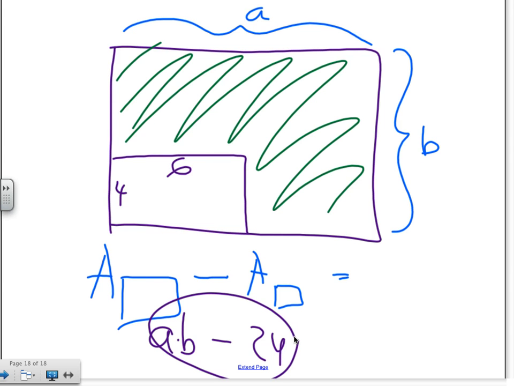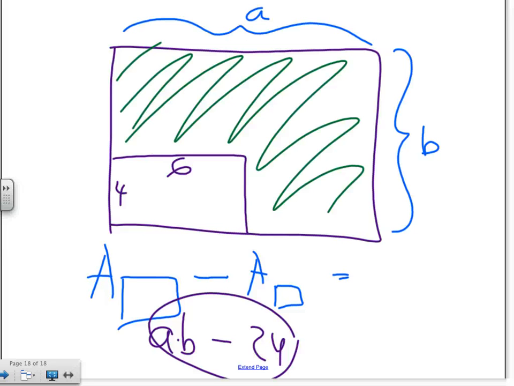You don't know what A and B are, so that's all you can do. Write an expression for it. Area of the big rectangle minus the area of the small rectangle. And I got the leftover, which is the green piece. Right? Good. Okay. Any questions so far?